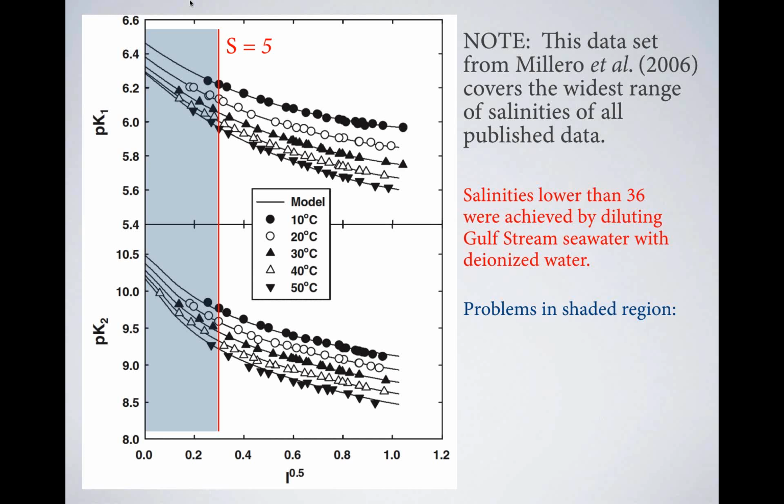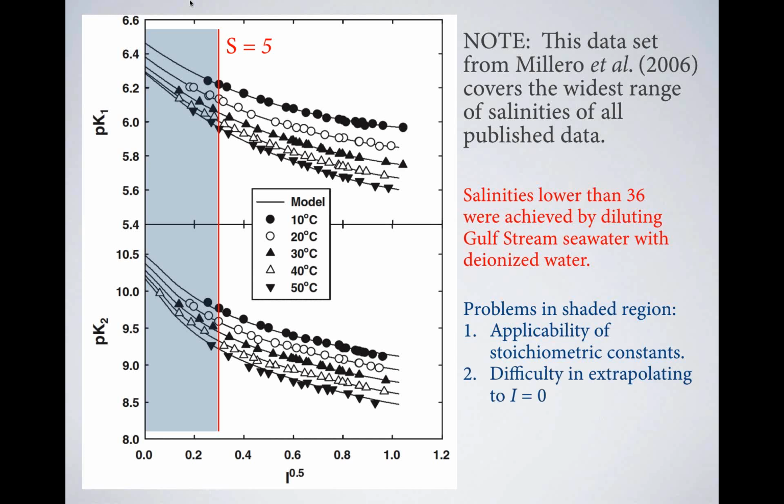The problems in the shaded region come back to that applicability of stoichiometric constants that I talked about before. I don't really have a clear idea from Millero et al.'s paper how much that might matter. It really ends up that you would end up with less well-defined constants in the way that they did it. But as I said, not necessarily so badly defined that they're still not adequately useful.